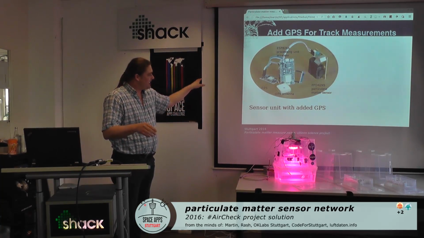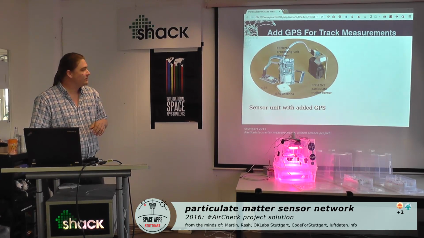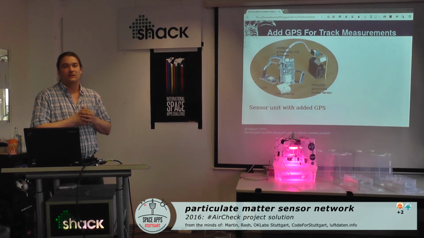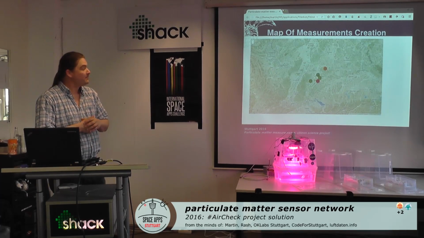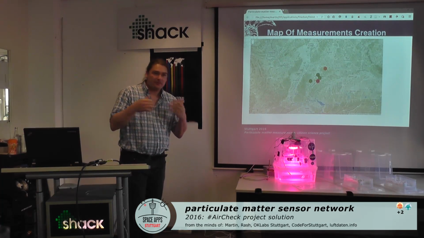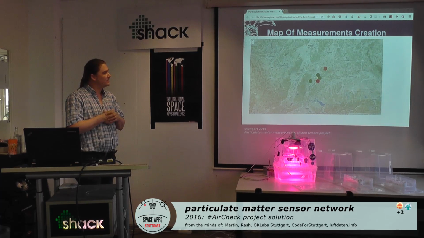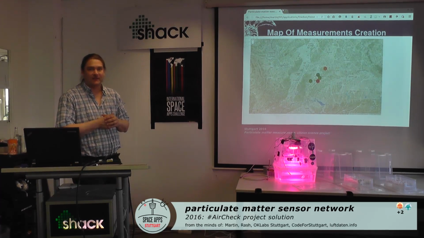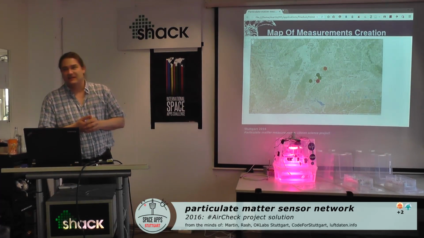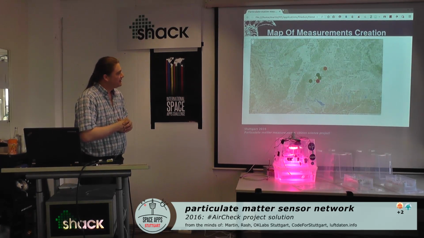What we did this weekend is add a GPS. On the left we have a GPS module with an antenna to be able to measure tracks, to have a mobile sensor and have the position of the measurements as well. The second idea was to map the current sensor network. The sensor network in Stuttgart consists of quite a few sensors now, and it will be more after a while. We are working on creating a sensor network of 300 sensors, so that we have a good distribution all over the city in the end.